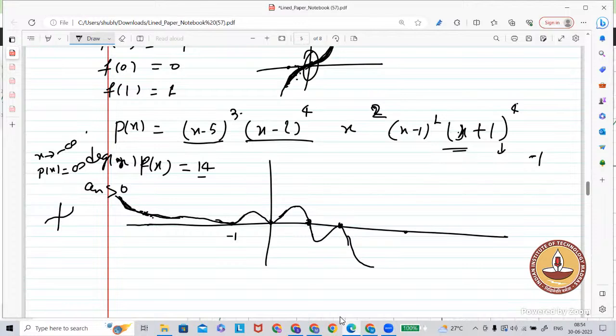What is the proper word? Yes, curve. So let's say it goes like this, not linear. And as the negative side is positive, and the positive side is also positive, our polynomial goes like this. So this side is positive and this side is positive.